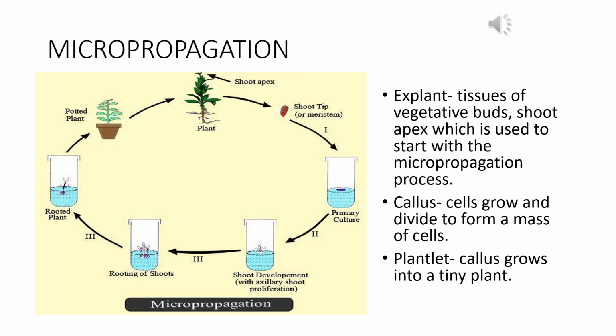Now, there are a few terms. The explant is the tissue of the vegetative buds or shoot apex which is used to start the micropropagation process. What is callus? The cells grow and divide to form a mass of cells. Whenever we put the shoot tip into the primary culture, after some time, the shoot development with axillary shoot proliferation, that stage is called the callus. It is just a mass of cells. And a plantlet is the small rooted plant that is removed from the primary culture and potted into soil. So explant, callus and plantlet are the three important terms associated with micropropagation.